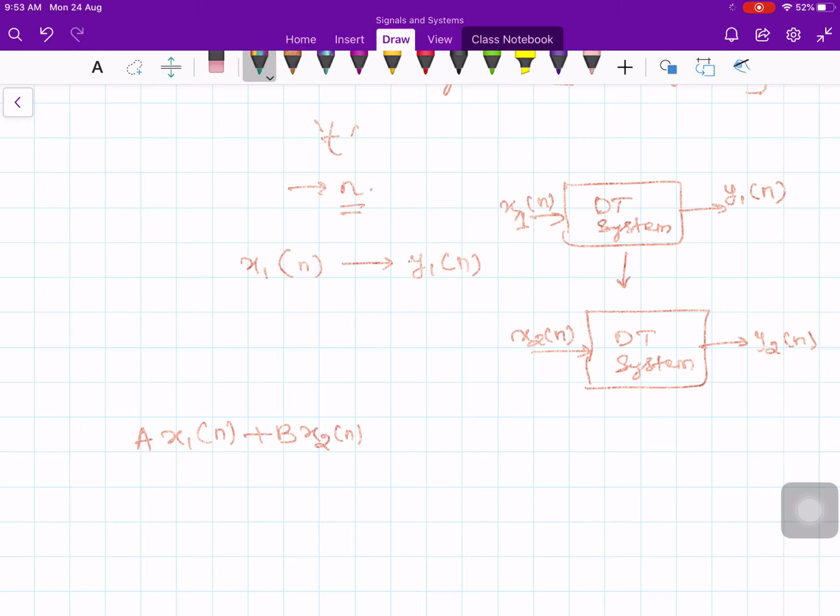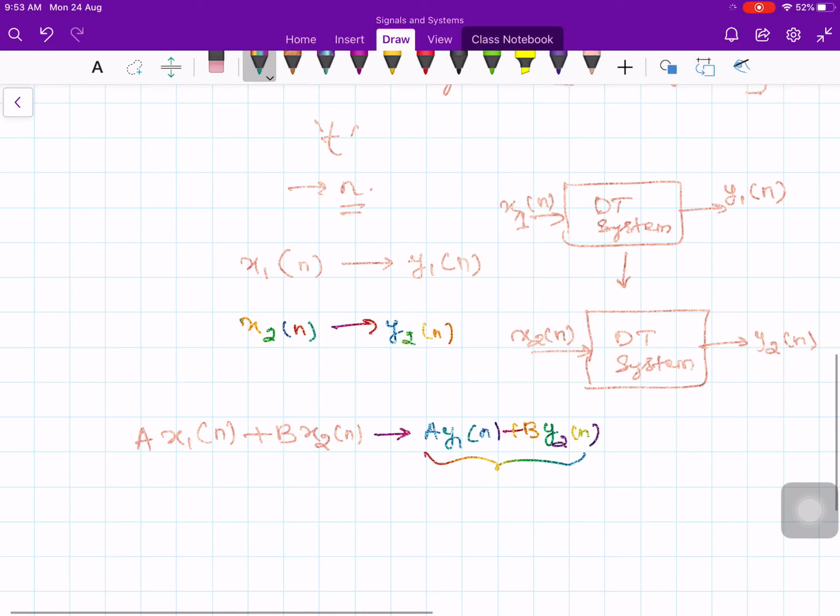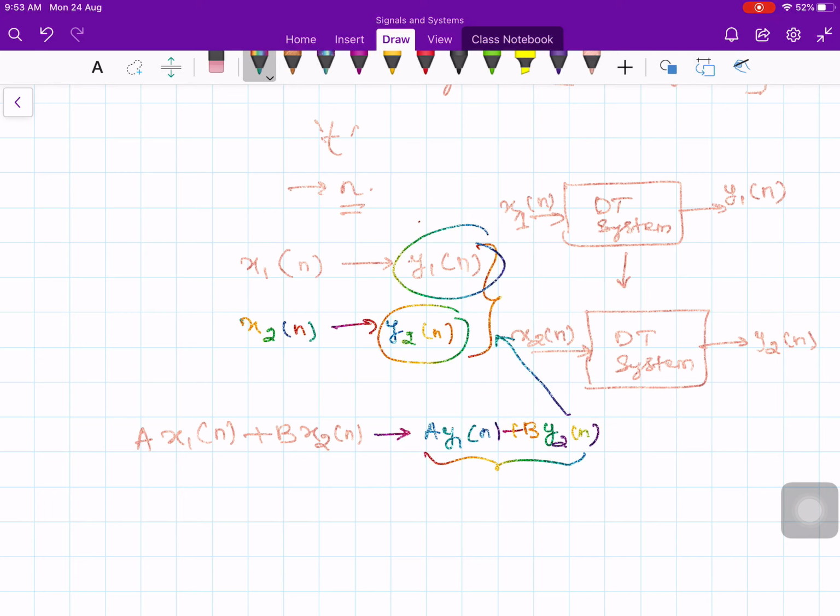It gives rise to a times y1 of n plus b times y2 of n, and this a times y1 of n plus b times y2 of n should be equal to the sum of these two. Separately, you find the outputs y1 of n and y2 of n, multiply y1 of n by a, multiply y2 of n by b, then add these two, and that should be equal to this one. Then you say that the system is linear. That discrete time system is linear.